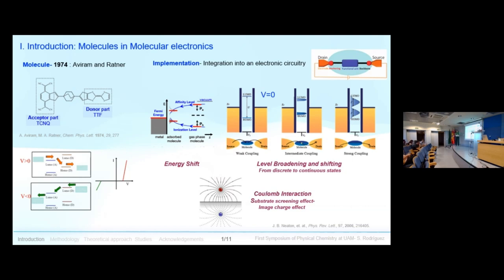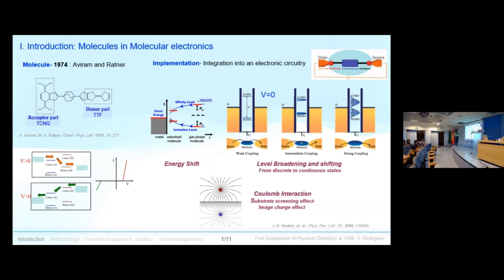We also have to consider the interfacial electronic coupling between the molecular orbitals and the continuum states of the metal or the electrode. So as a function of the strength of this electronic coupling, we obtain different broadening of the discrete molecular levels and a shift with respect to the Fermi level, in a more or less continuum state.